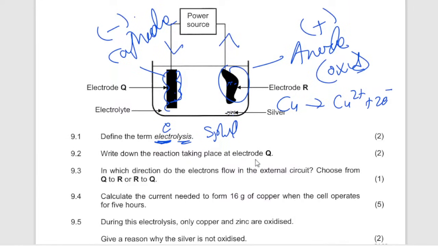Write down the reaction that takes place at Q. Definitely, copper 2 ions plus 2 electrons gives you copper solid. Why? Because it moves to that side, and that's where reduction takes place. So this is a reduction. In which direction does the electron flow in the external circuit? We have said it. That's the direction of the electrons, so it means it's going to be R to Q.